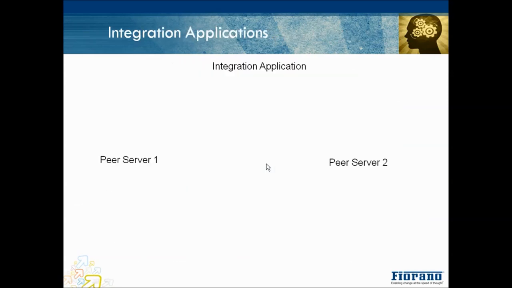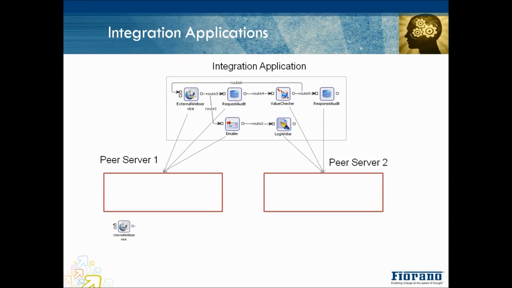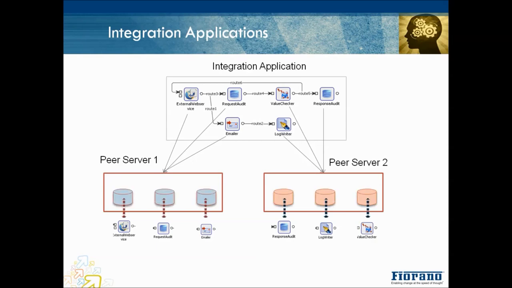A Fiorano integration application consists of microservices with data flow lines defined along with their deployment information. We use the Fiorano Studio to design integration applications using a visual drag-drop configure approach. These applications are stored in the enterprise server, and at runtime, the microservices used in the application are deployed in the Fiorano peer servers and exchange messages.